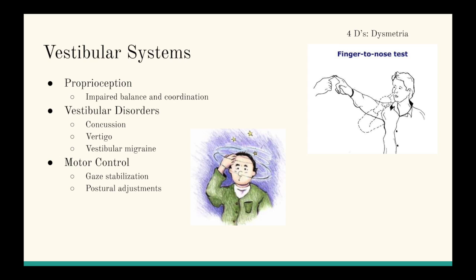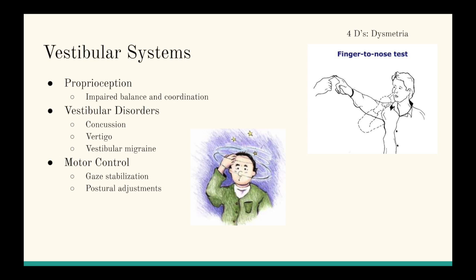There are many vestibular disorders that can occur. Mild TBIs are essentially called a concussion, which are transient changes in mental state that can cause disorientation, brief loss of consciousness, and memory loss. Vestibular disorders that may result from a TBI might also include vertigo, which is an illusion of movement, and also vestibular migraines as a result of trauma to the brain.